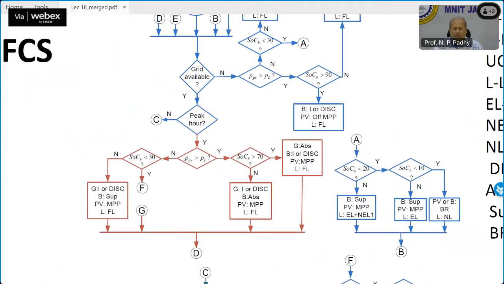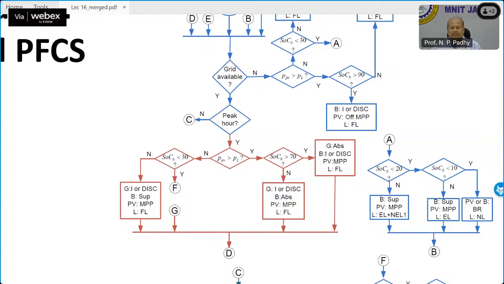Yeah. Is it okay? Now it is clear? The red portion. Perfect. So it is peak hour.